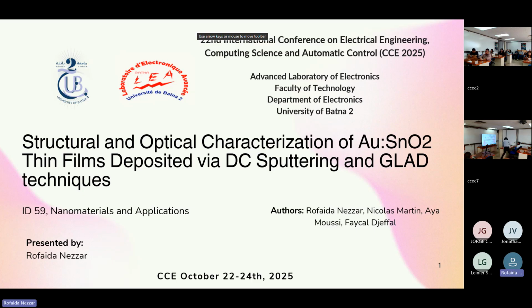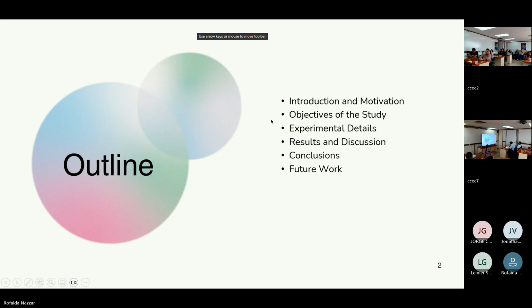Okay, so this time I'll be presenting how gold-doped tin oxide thin films behave when their structure or optical properties are modified by changing the deposition angle during sputtering. So we'll start with the introduction as usual, motivation, followed with the objectives of the study. Then we'll go through the experimental details, the characterization methods. After that, we'll move to the results and discussion section, and then we'll finish with the comparative analysis and concluding remarks, as well as future work.